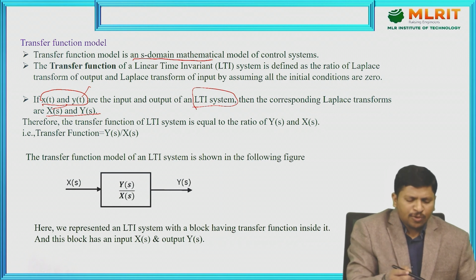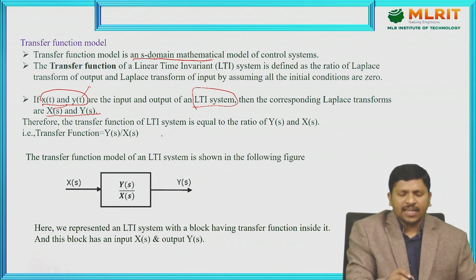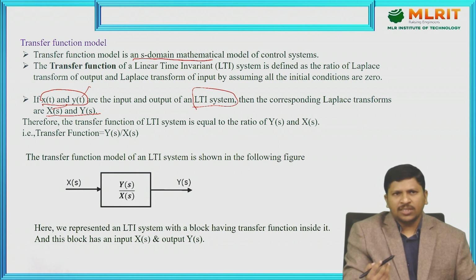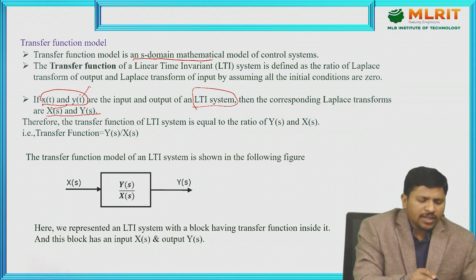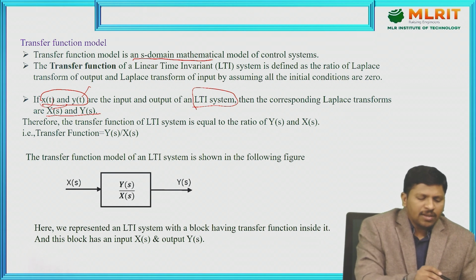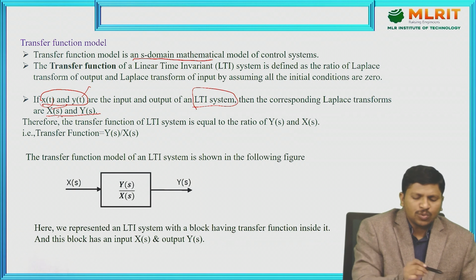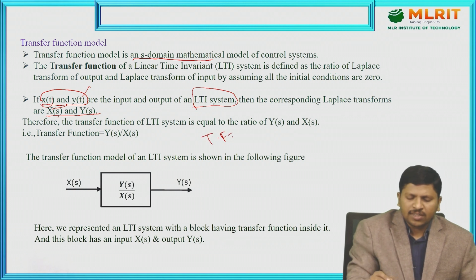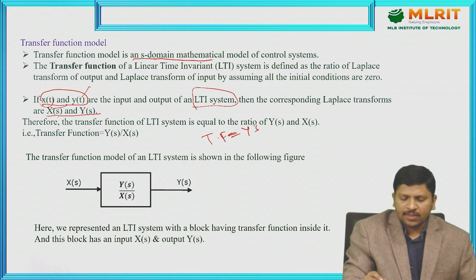So here we observe that for any LTI system, the transfer function is equal to the ratio of output to input. Just observe, the output is y of t, which in the S domain is y of s, and x of t is the input, which in the S domain is x of s. The transfer function for these two is nothing but output by input, meaning the output is y of s and the input is x of s.